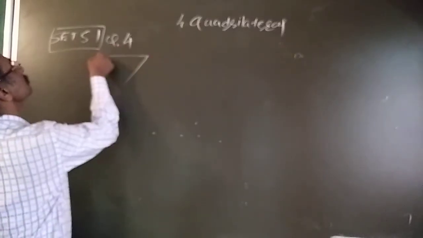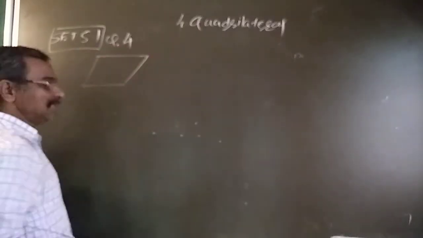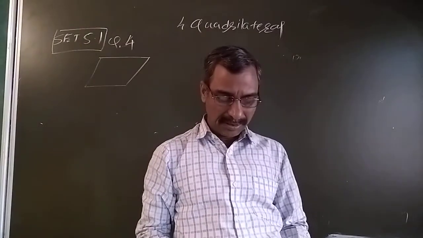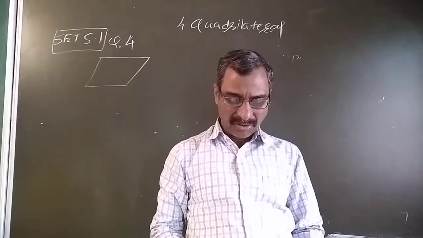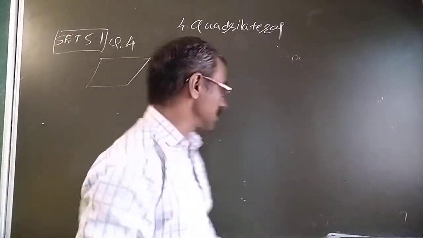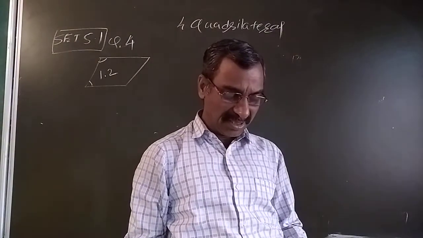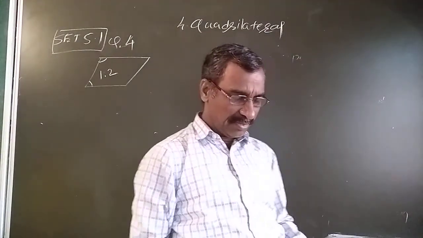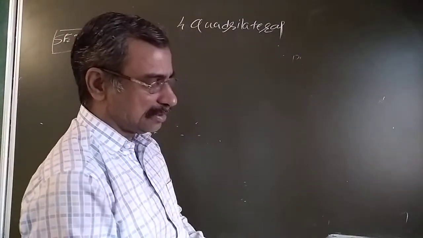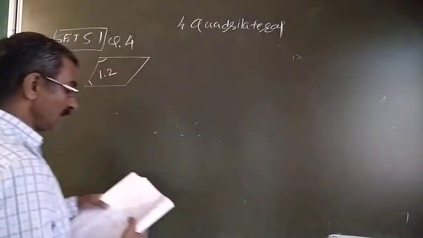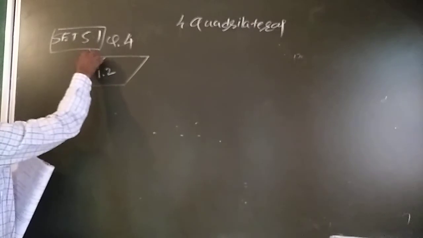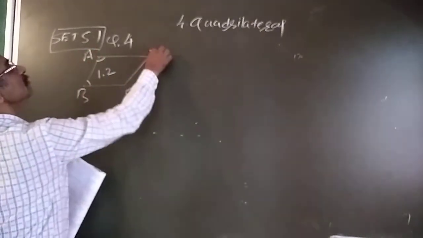So we will draw the diagram of the parallelogram. Then what is given in the question? The ratio of the measures of the two adjacent angles is given as 1:2. Find the measures of all angles of the parallelogram. So we draw the parallelogram. The given name is ABCD.